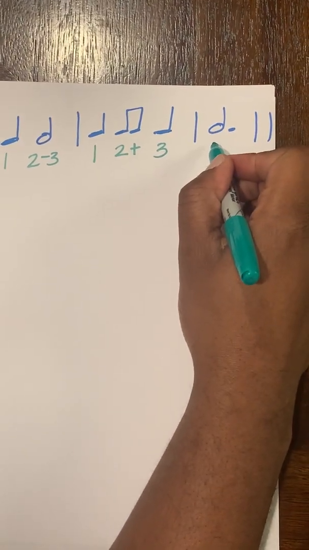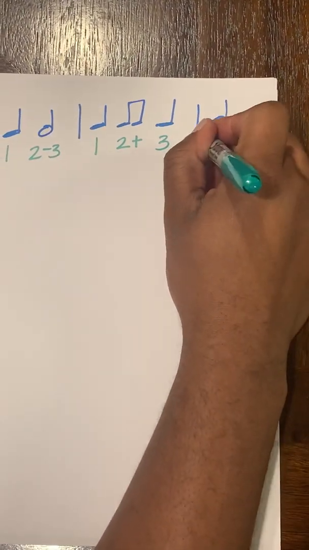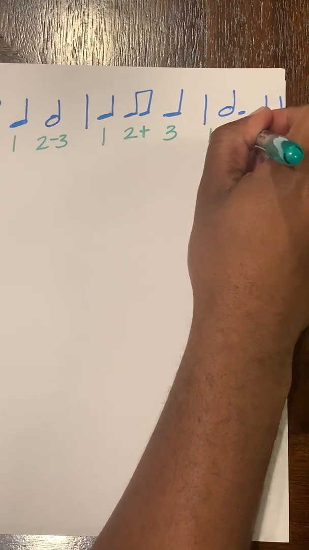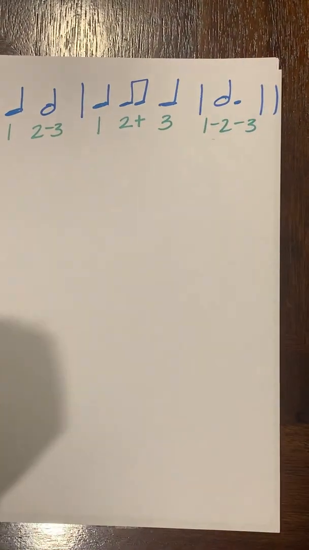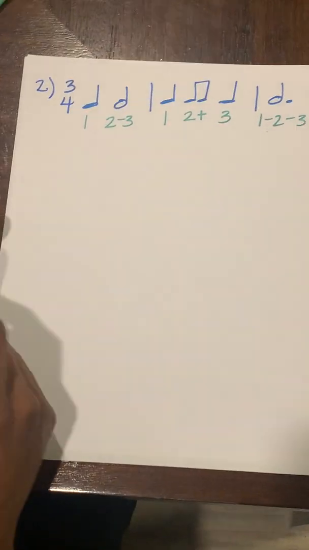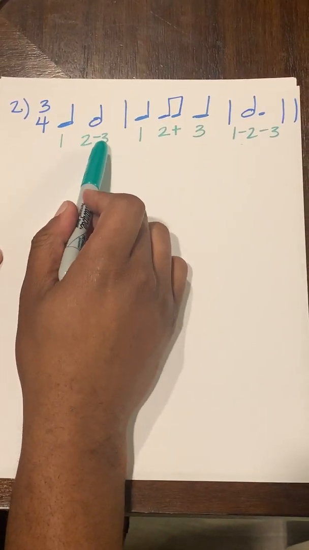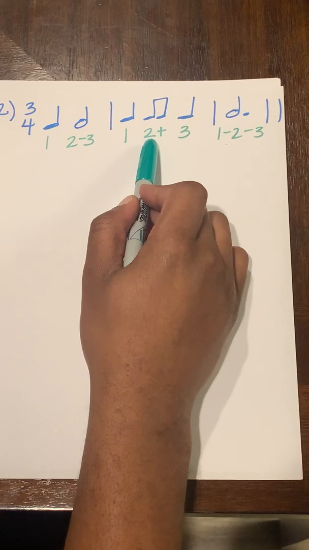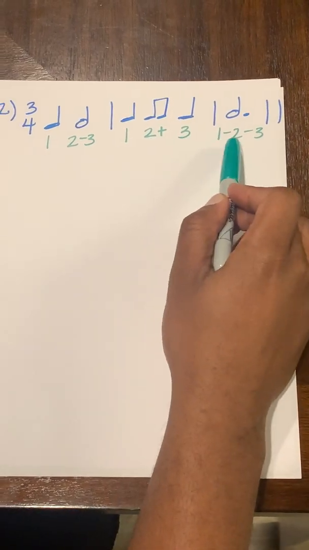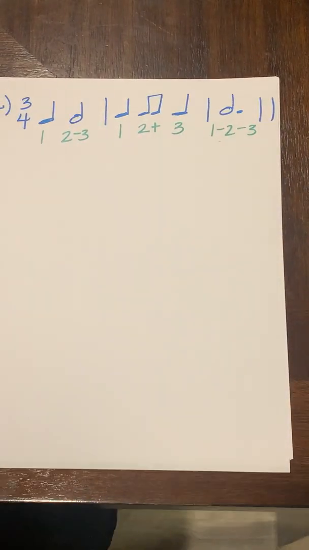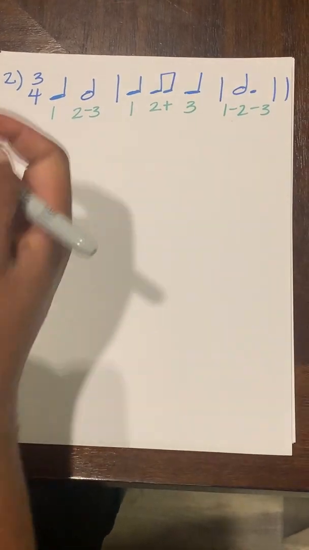The dotted half note receives 3 beats, so you will write 1-2-3. All right? Now let's count this aloud. It'll sound like this. Ta, ta, ta, ti, ti, ta, ta. All right, let's do one more.